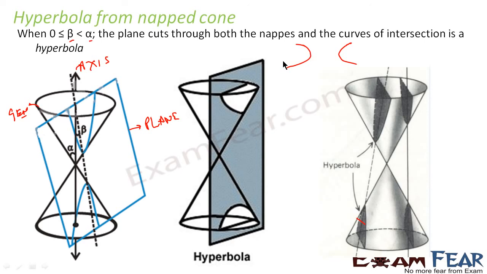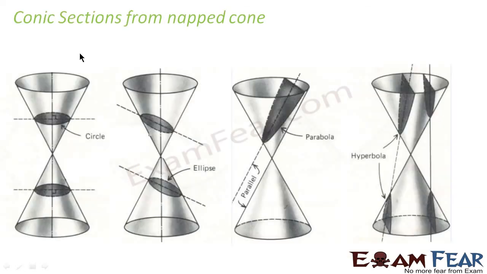So we have 4 cases. First, when the angle beta is 90 degrees, we get a circle. You make beta lesser, that is greater than alpha and less than 90, then you get an ellipse. Then again you make beta equal to alpha, you get a parabola, and then you make beta less than alpha, you get a hyperbola. All these sections we have got from cones, double napped cones, and that is why all these figures are called conic sections. Now let's take the conic sections from the napped cone. So if you see, we got 4 kinds of conic sections.